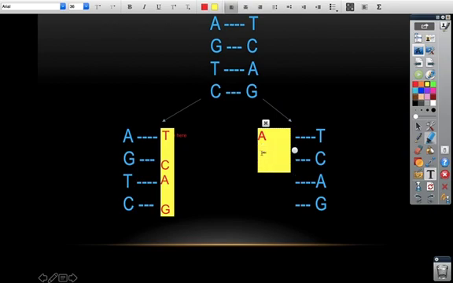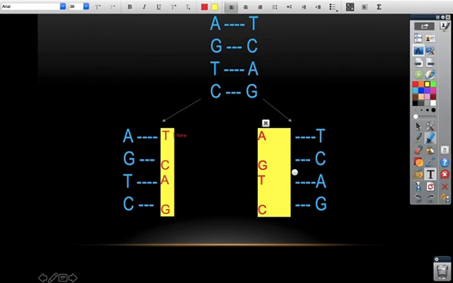All right, here, there's a C. So on the new strand, there should be a G. On the old strand, there's an A. So on the new strand, there should be a T. And on the old strand, there's a C. So on the new strand, there should be a C.